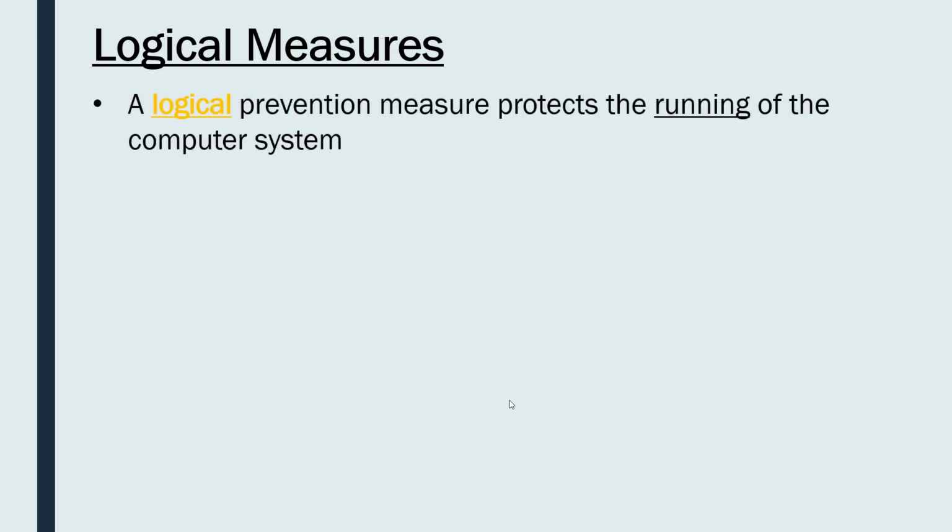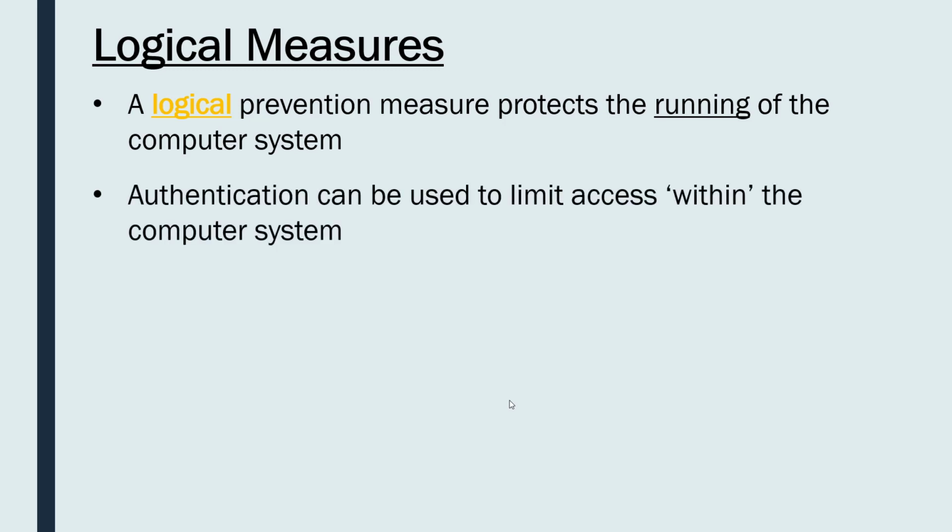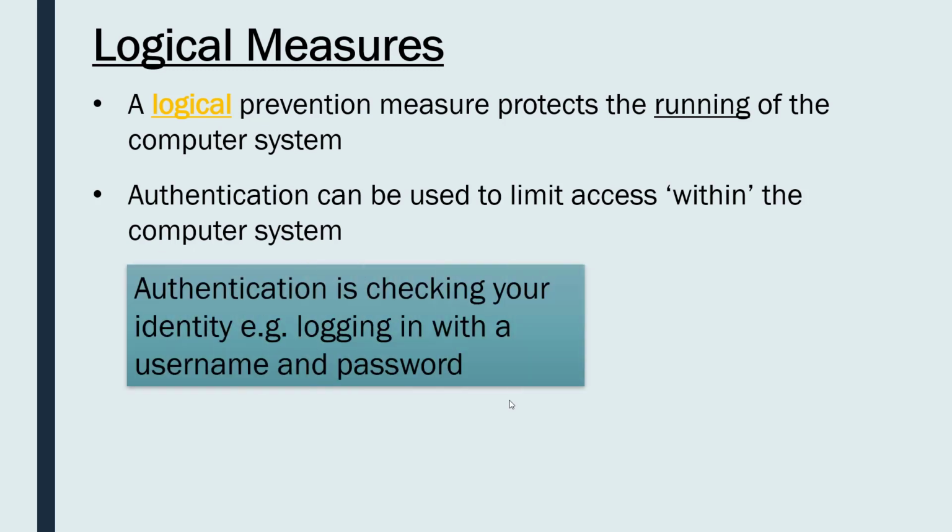So logical measures are a little bit more sophisticated and a little bit more IT related. A logical prevention measure protects the running of a computer system, so the actual workings of a computer system, trying to protect the system vulnerabilities. So authentication can be used to limit access within the computer system. I say within because what I mean is limit access when you are on the computer as opposed to around the computer. But you can't obviously be within a computer, literally speaking.